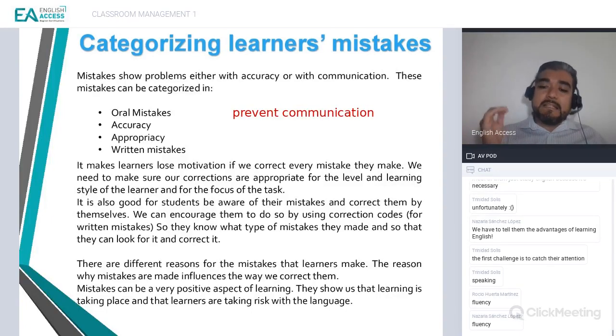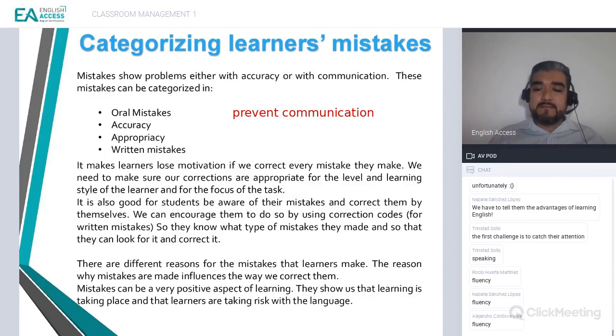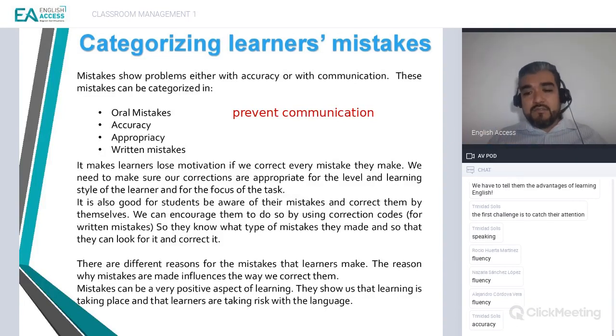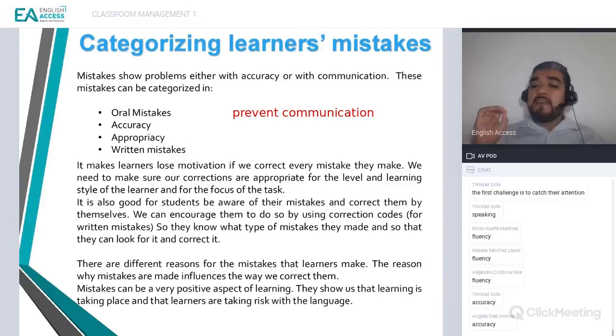Fluency, says Rocio. Nazaria says fluency. Alejandro says fluency. Trini says accuracy. Trini gives different ideas. It is tested, right, that the most difficult to develop in the majority of the students, according to Cambridge examinations, is fluency, right?